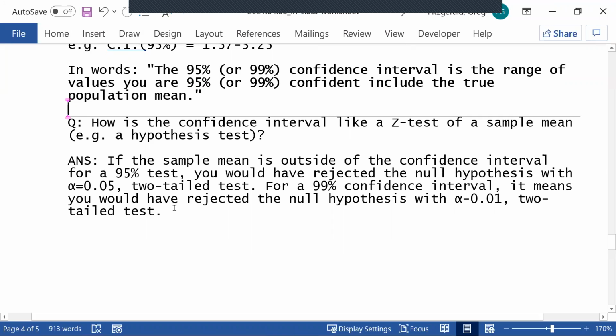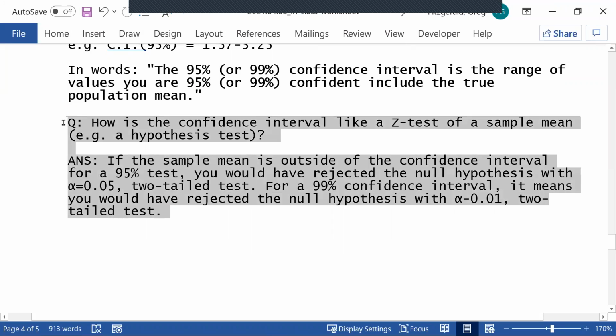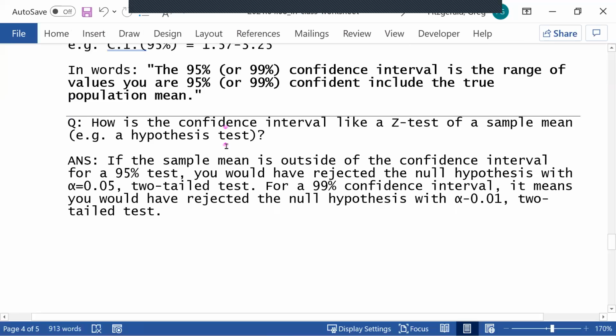And down here I have a question that I think really kind of encapsulates the difference between the z-test of a sample mean and this confidence interval idea, which is just the comparison. I recommend you look at this and try to understand it.